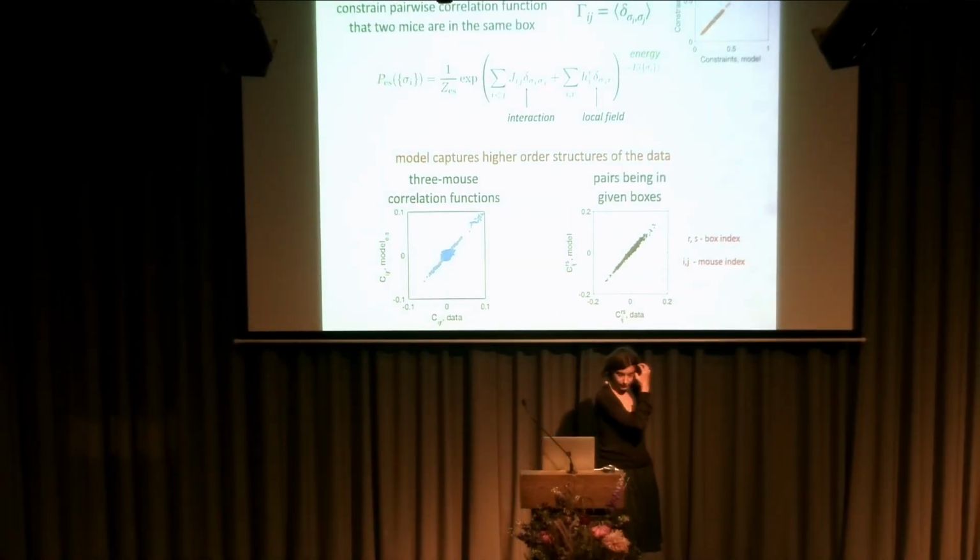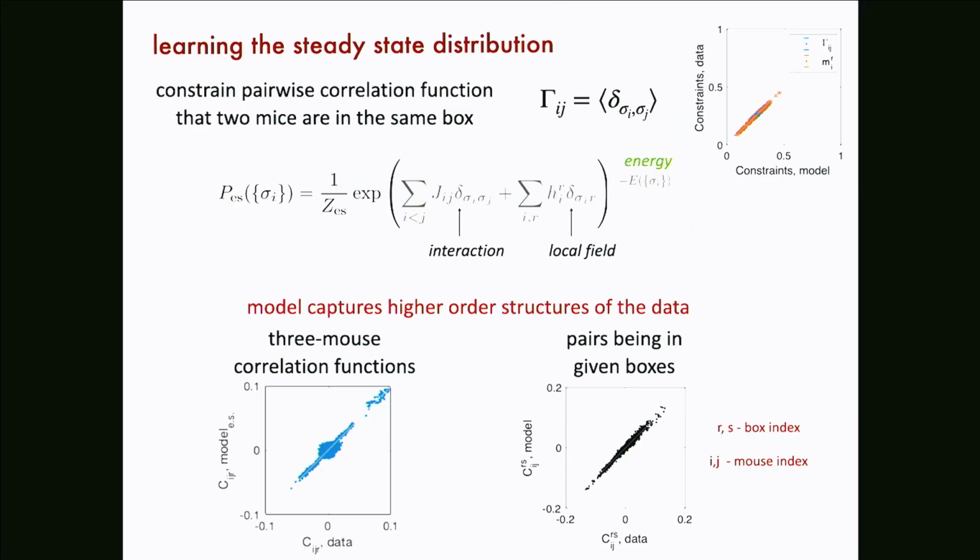So the first thing we did is we looked at the statics, and we learned a steady state distribution. So we used the maximum entropy approach. We constrained the pairwise correlation functions that two mice are in the same box without specifying the box. So the thing I showed you on the previous slide. And so we basically constrained the pairwise interactions, which also automatically constrains the field.